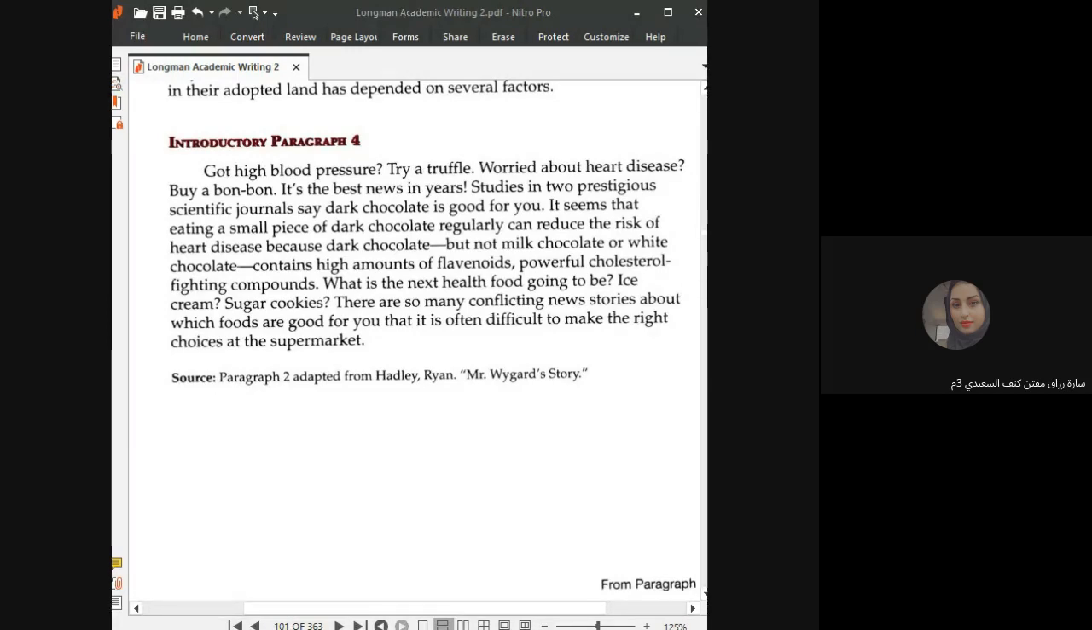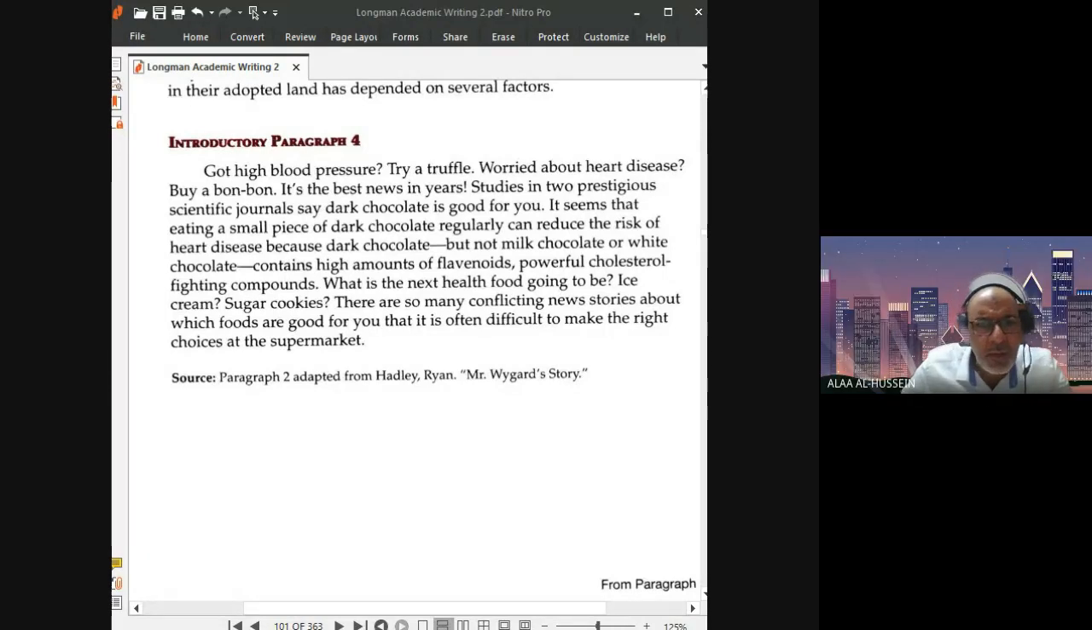What is the next health food going to be? Ice cream? Sugar cookies? There are so many conflicting news stories about which foods are good for you that it is often difficult to make the right choices at the supermarket. Okay, thank you very much.